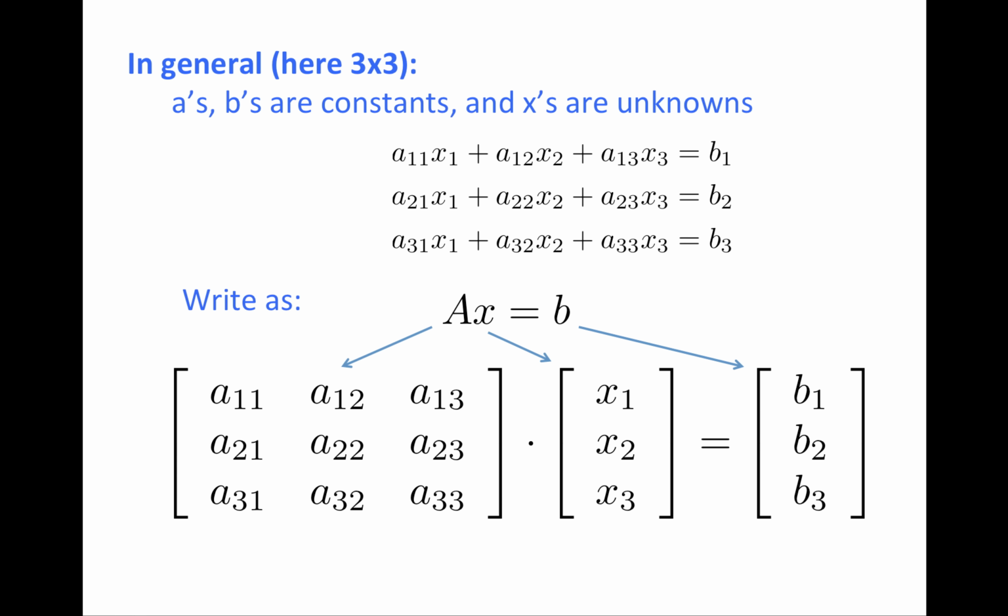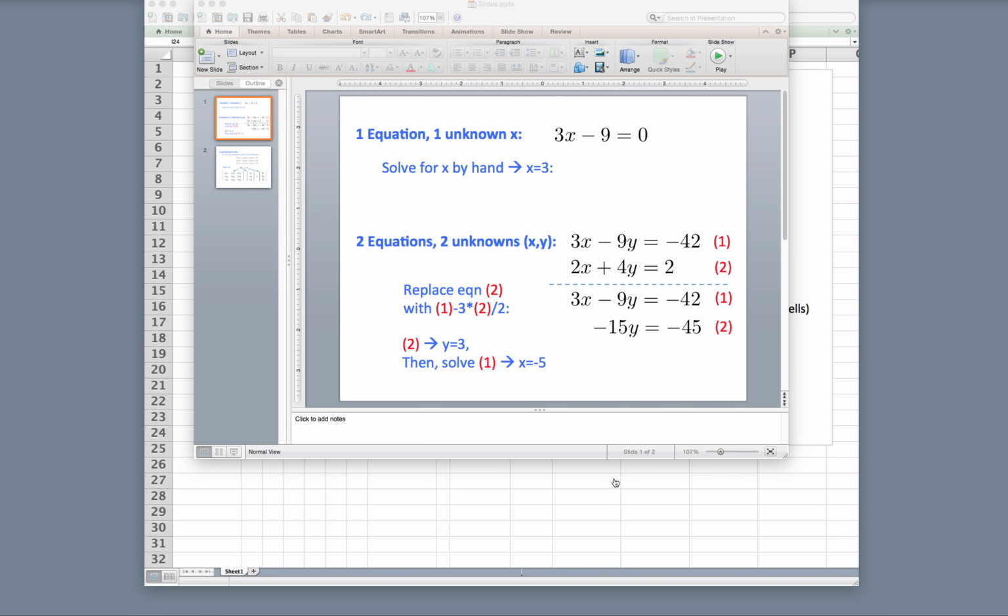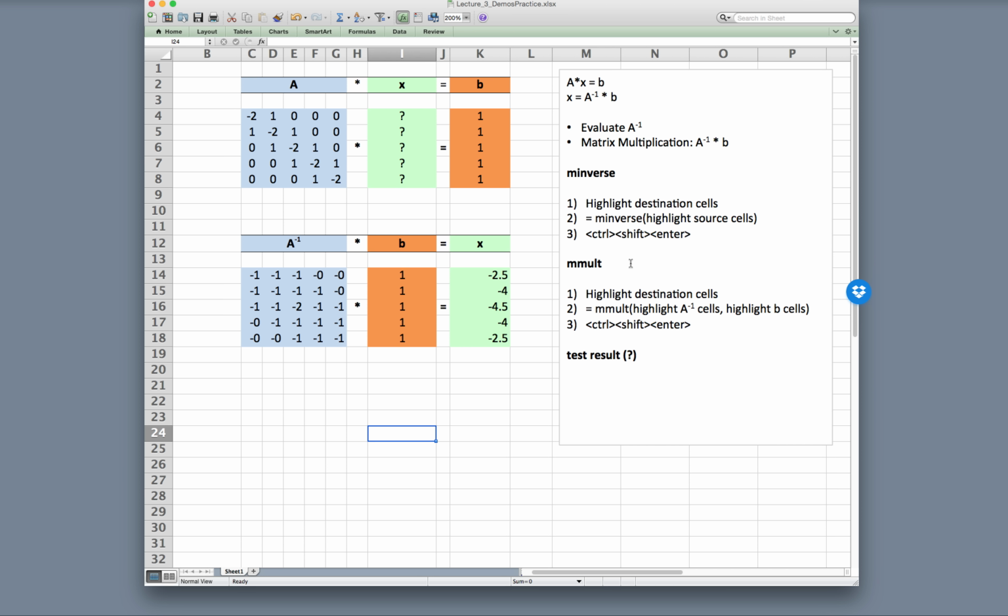We write this system as a matrix system, Ax equals b, where A is the matrix of constant coefficients, little a, x is a vector of unknowns, and b is the vector of right-hand sides. So we'll solve a linear system in Excel by writing it in this format, a coefficient matrix, and then solving for the vector x. And we can see how to do that here. In Excel, there's two functions we're going to use. The first is called MINVERSE, and the second is called MMULT. And these are special functions, and we'll see how in just a moment.